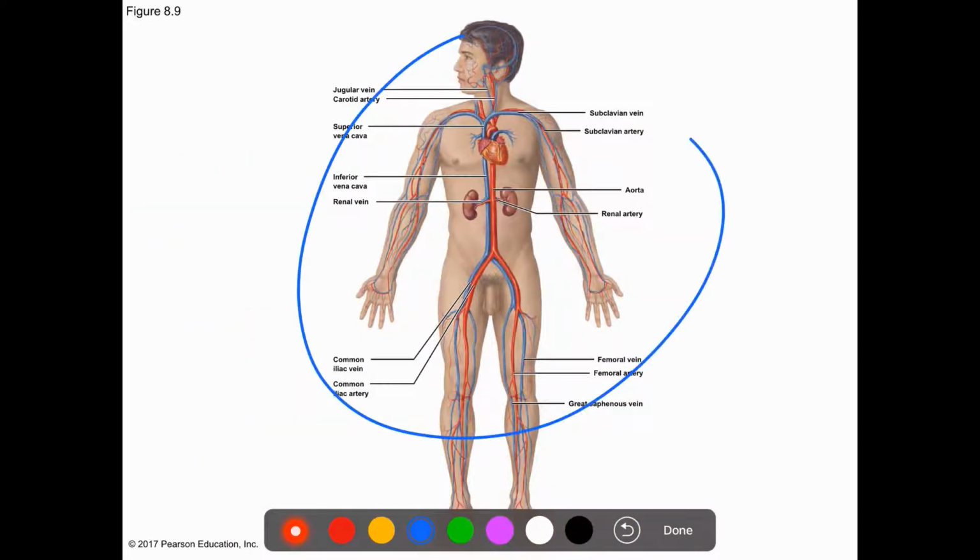This image shows the major blood vessels around the body. We talked about the aorta, we talked about the vena cava. There are the common iliac vein, common iliac artery, femoral vein, femoral artery, great saphenous vein, subclavian arteries and veins, superior vena cava, jugular vein, cardiac artery. So these are the biggest, the major arteries and veins in the human body. So I will stop here.